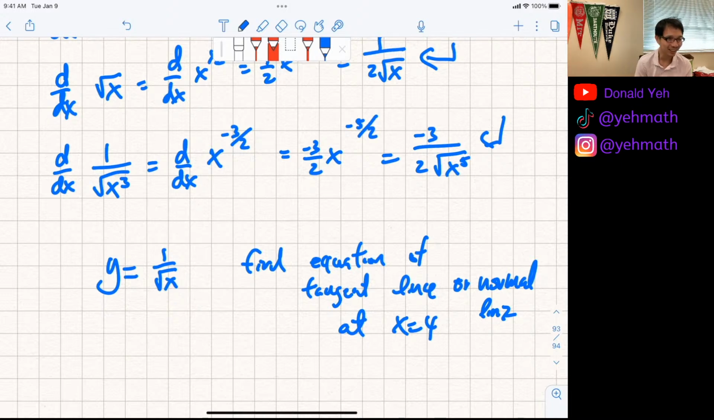Is differentiable the same thing as derivative? Differentiable means you can take a derivative and you can plug in a value. And derivative is the action of taking derivative.